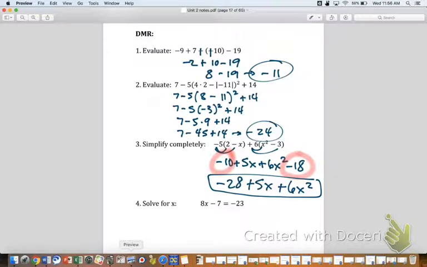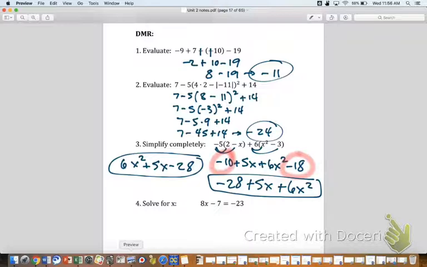Okay, lastly, number 4. Oh, question, I'm sorry. Noel? Does it matter what order you write your answers in? Right now, no, I don't really care. Later on, though, you'll want to go in descending order of the powers. That's what I do. So if you wrote 6x squared plus 5x minus 28, you're a little ahead of the game. Later on, that'll be an important thing. Right now, it's not that important, but it'd be okay if you do that, of course.